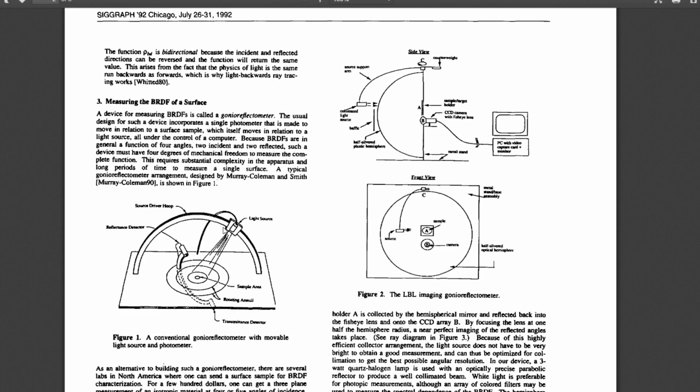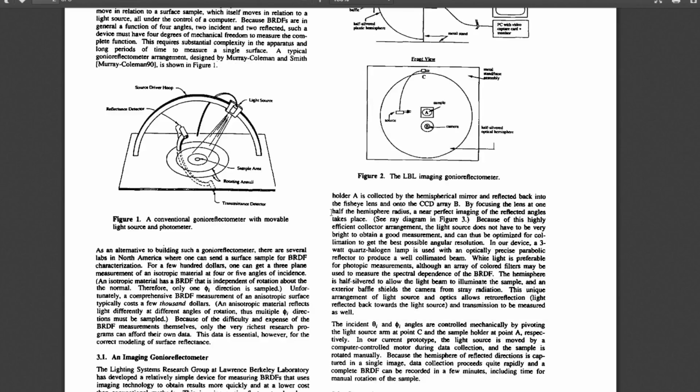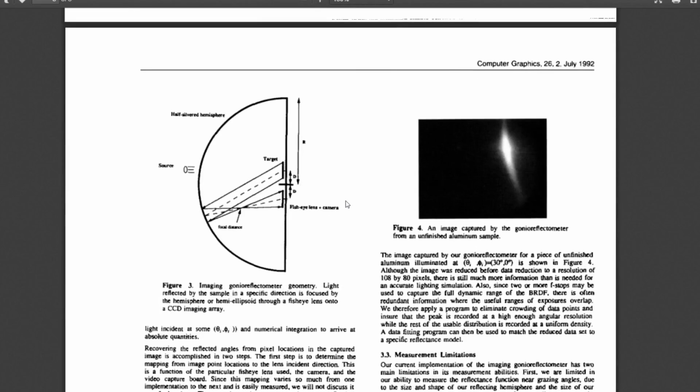Okay, so the idea that LBL had was that you could play with optics to capture all of the measurement for a single light angle at once. And the way they do this is best shown in this figure. So there's the light source here, and that's projecting onto the sample, which is right here. And then the sample will reflect these rays in a bunch of different directions onto this hemisphere.